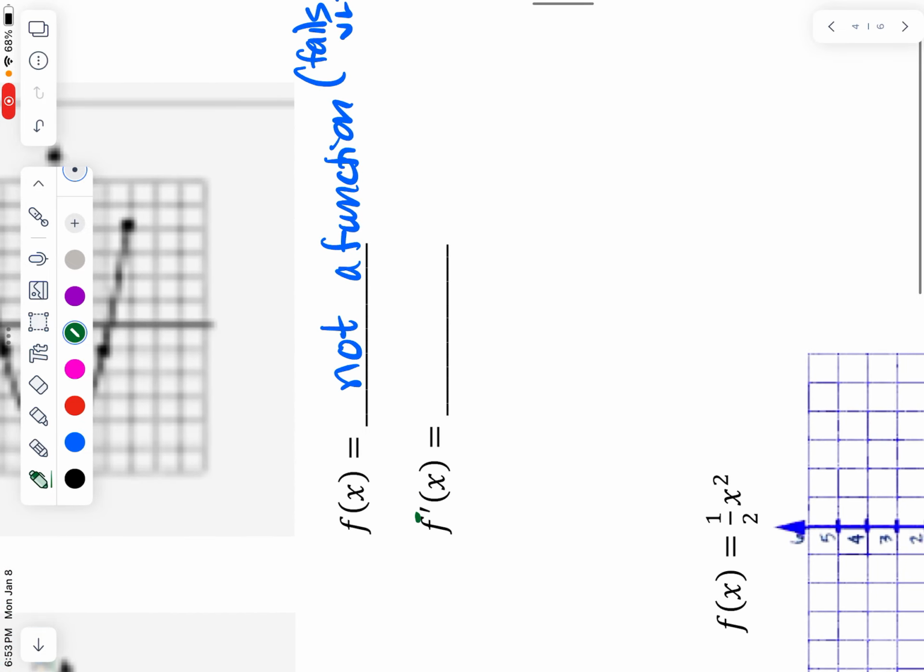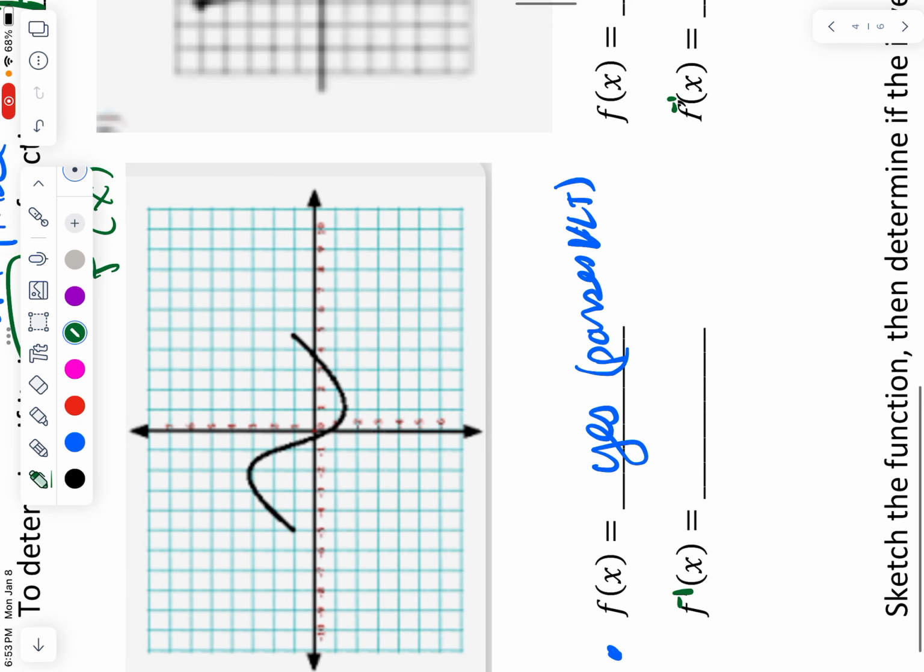And so I'll just correct that. It's kind of a picky detail. If I look at this first graph and I do a horizontal line test, you can see that it crosses in more than one spot. So that means that it fails, and the inverse is not a function because it fails that horizontal line test.